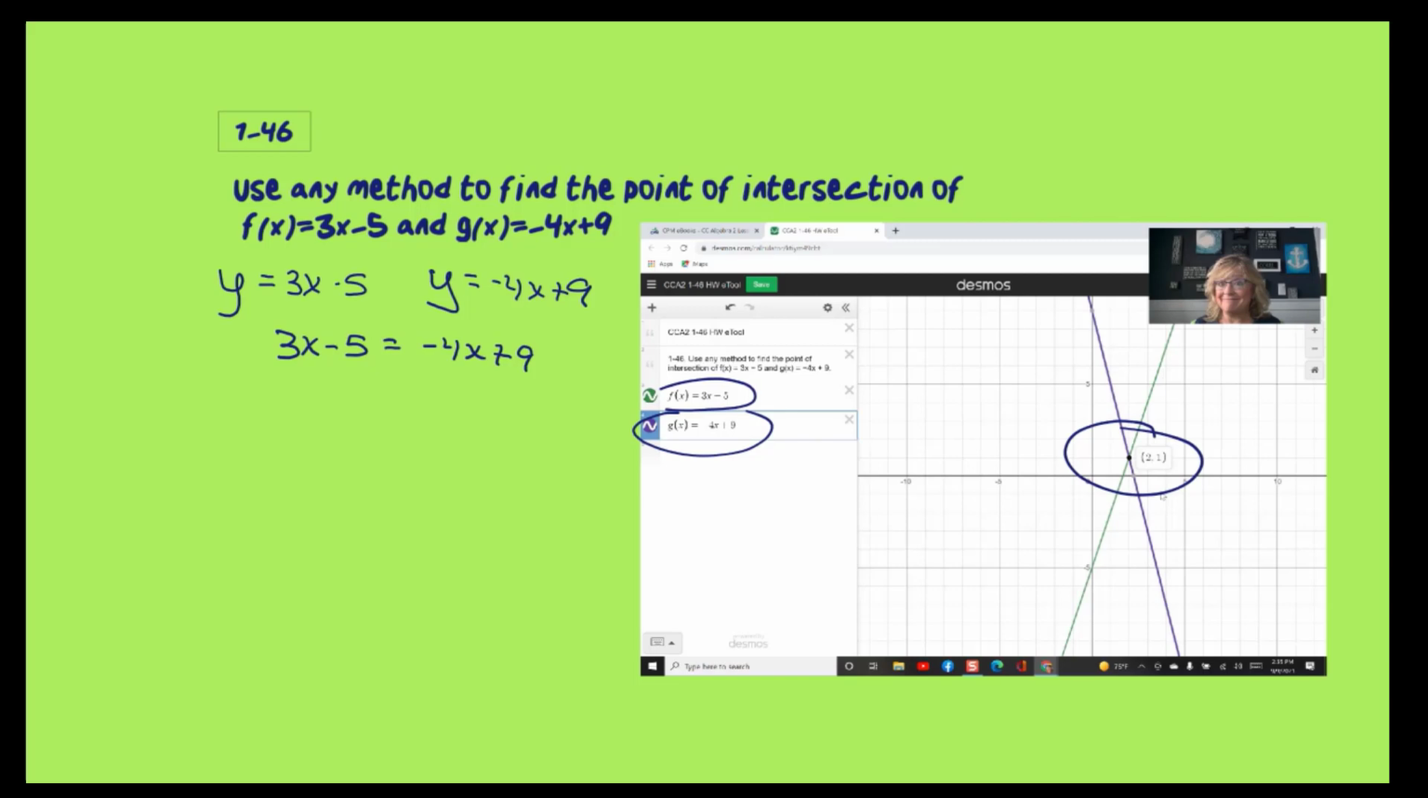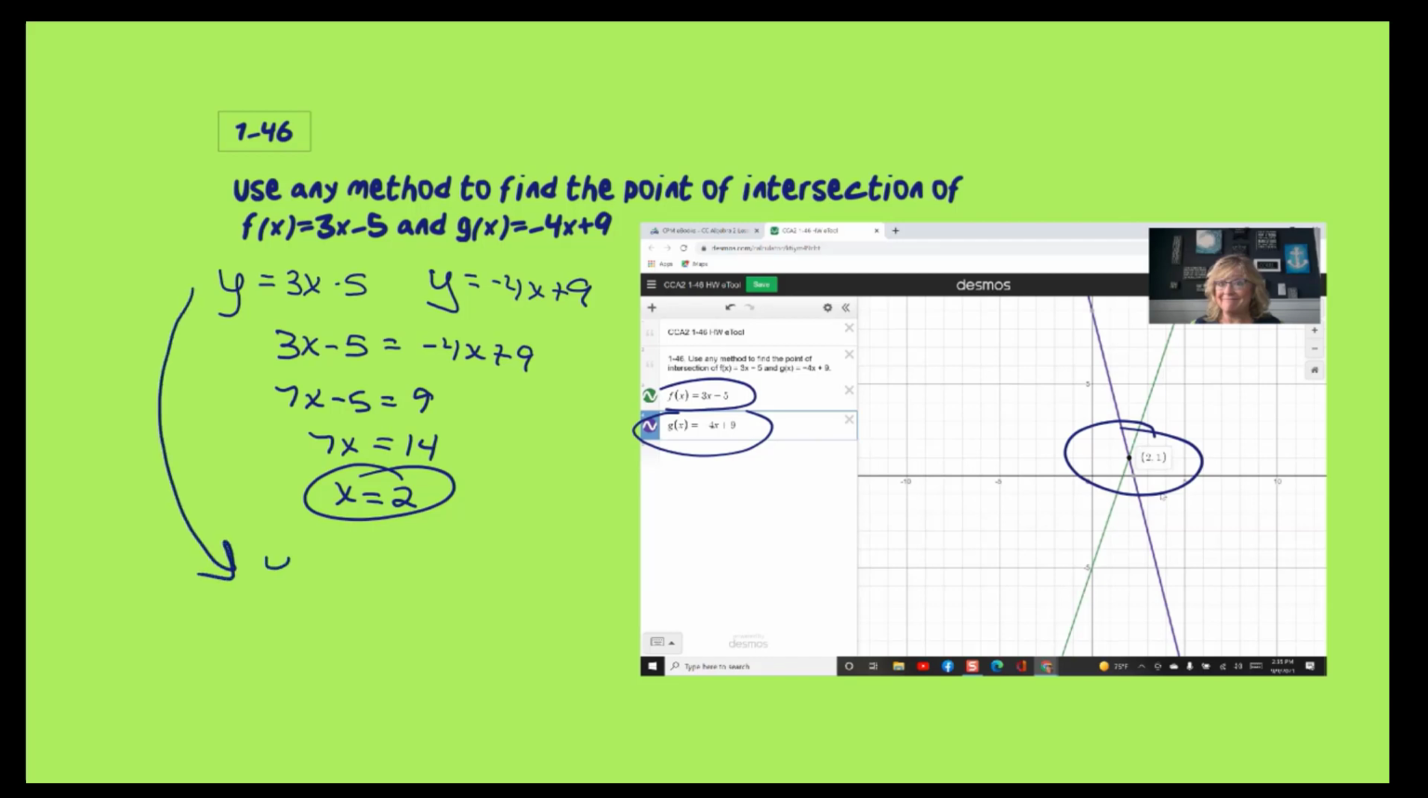Now, first thing I'm going to do is add 4x to both sides. So it's going to be 7x minus 5 equals 9. Then I'm going to add 5 to both sides. 7x will equal 14. Divide by 7, x equals 2. Then I take that 2 and I can plug it into either equation. But I'm going to just go ahead and choose this one for now.